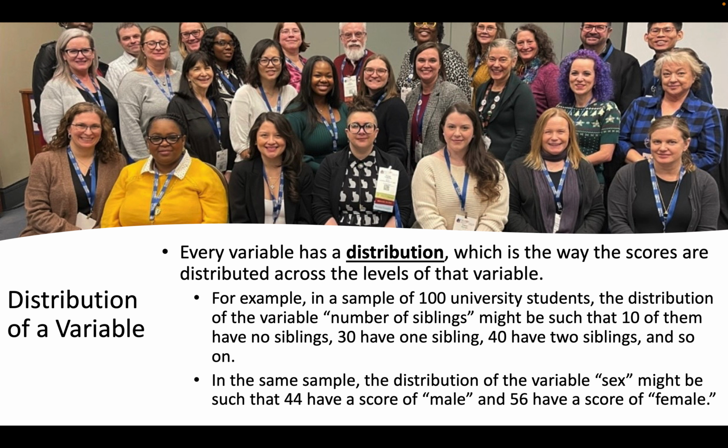Every variable has a distribution, which is the way that scores are distributed across the levels of that variable. For example, in a sample of 100 university students, the distribution of the variable number of siblings might be such that 10 of them have no siblings, 30 have one sibling, 40 have two siblings, and so on. In the same sample, the distribution of the variable sex might be such that 44 have a score of male and 56 have a score of female.